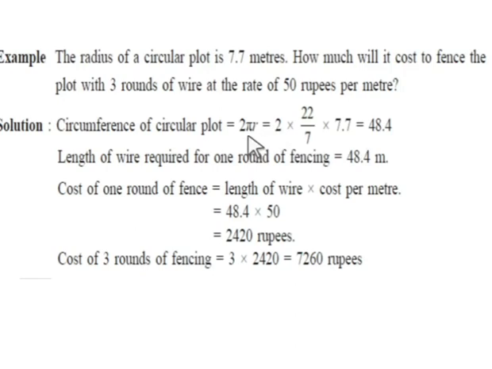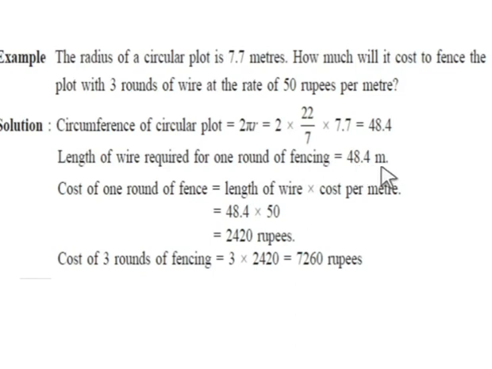As value of pi is not given, we will take it as 22 upon 7 and now do the cancellation. Here 7 ones are and 7 1.1s are. Now multiply 2 with 22 with 1.1, you will get 48.4 meters. Hence, this is the circumference of the circular plot. This is the length of wire required for 1 round of fencing. So we will write here length of wire required for 1 round of fencing is 48.4 meters.